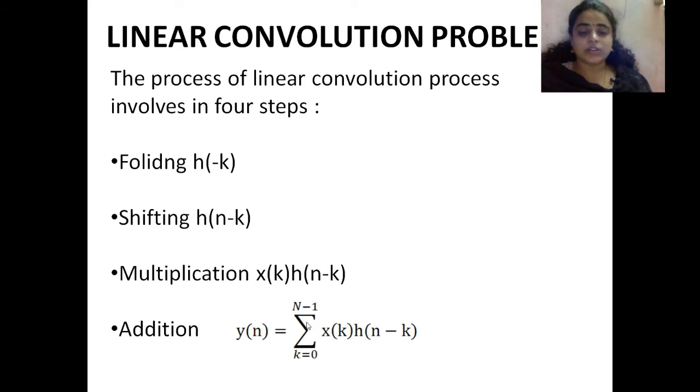Y of n is equal to summation k equal to 0 to n minus 1 x of k into h of n minus k. Sometimes the limits will be from minus infinity to infinity, but we are dealing with discrete problems, so we represent it as 0 to n minus 1. These are the 4 basic steps: folding, shifting, multiplication and addition. This is the process of linear convolution. Linear convolution is formed because of these 4 steps. Now we move on to how to do problems on linear convolution.